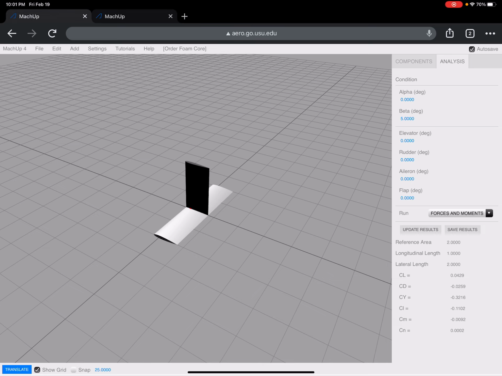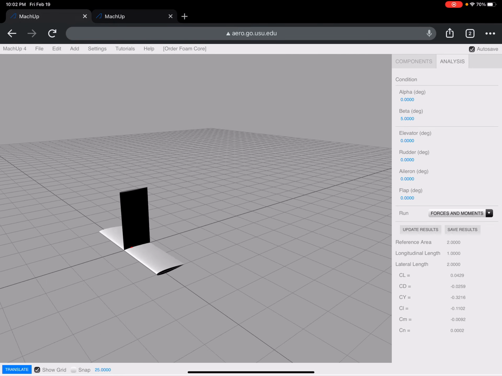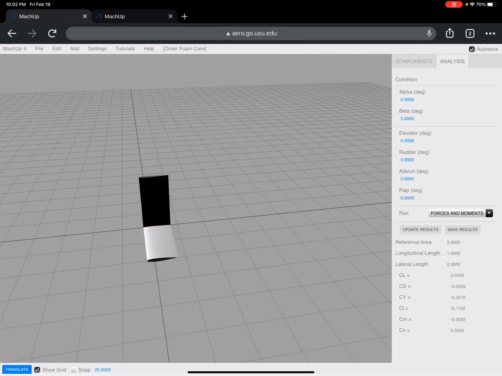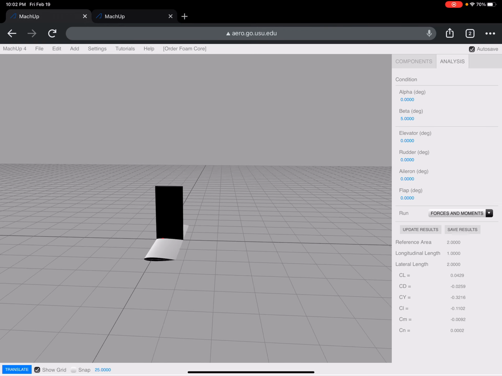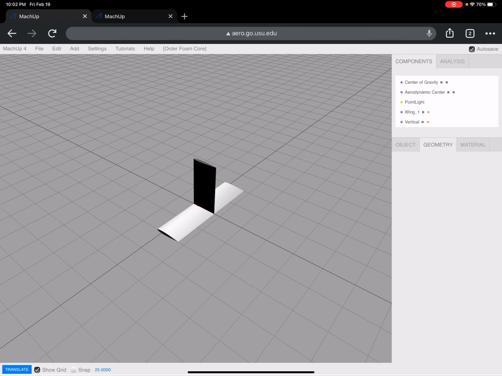Basically, this uses a numerical lifting line algorithm and can account for the aerodynamics and interactions of wings that are placed relative to each other. What I've done here is just create a vertical tail and a horizontal tail. Maybe it's not too pretty, but we'll be able to see the interactions just based off of this kind of geometry. And so I can go into components here.